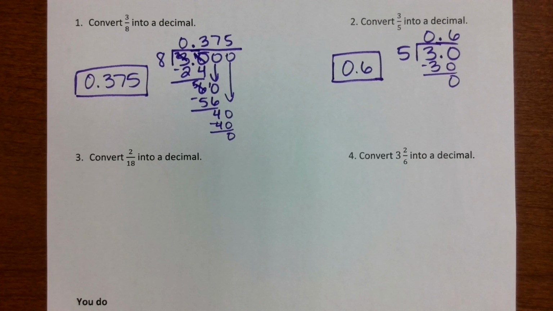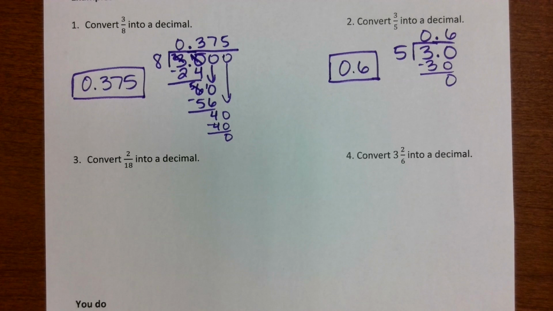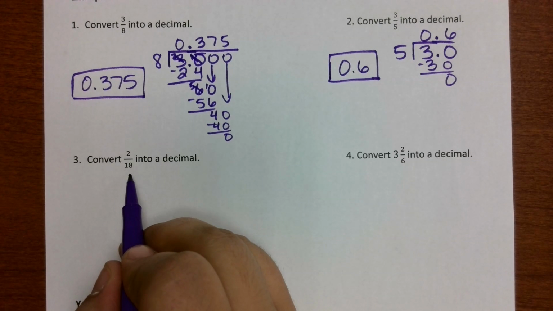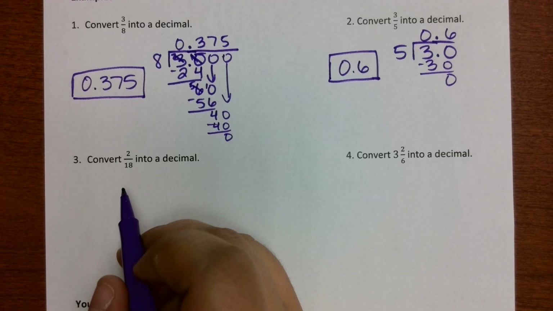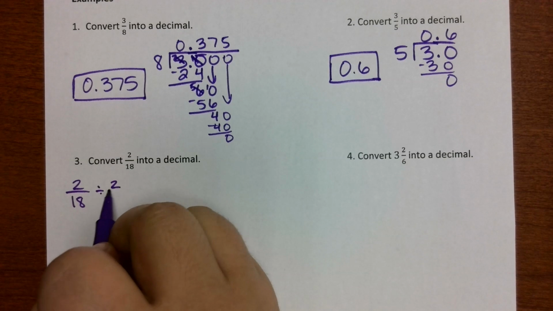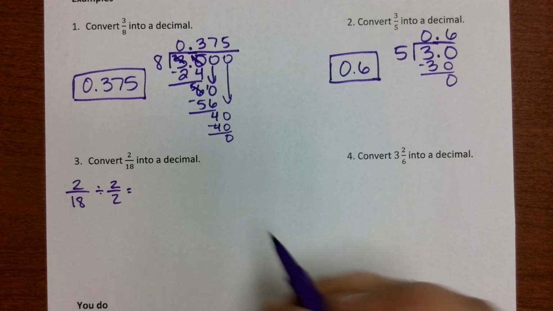Alright, number 3 says to convert 2/18 into a decimal. So one thing I would do here, because my denominator is 18, I don't know my multiples of 18, so when I'm dividing, it would be a little bit tricky. So what I'm going to do first is I'm going to reduce it. I'm going to simplify it by 2 over 2 because it has a common factor of 2.